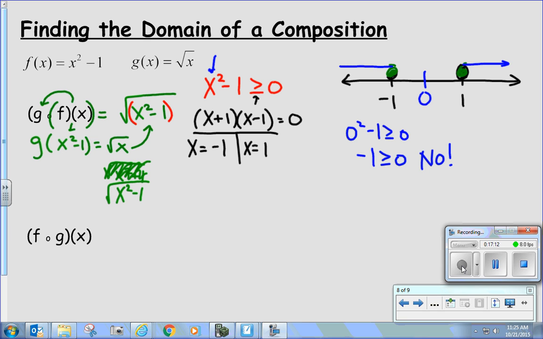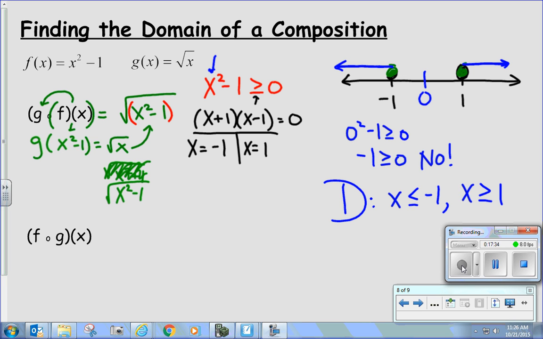So when I say my domain for this problem is x, all the x's that are equal to or less than negative 1. So x is less than or equal to negative 1, comma, and all my x's that are 1 or bigger. So greater than or equal to 1.